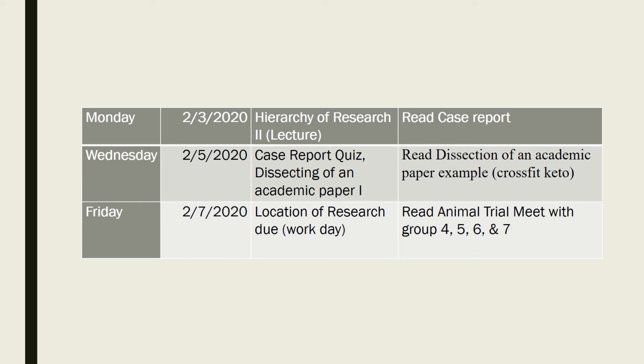I'm only meeting with groups 4, 5, 6, and 7. So if you're not in those groups, don't come to campus, or you can come to campus if you have other things to do, like work out. That's a good, healthy thing to do on a Friday, work out during this class. Also, read the animal trial that day. So quite a bit of reading coming up. Everyone good with this? Everyone know?